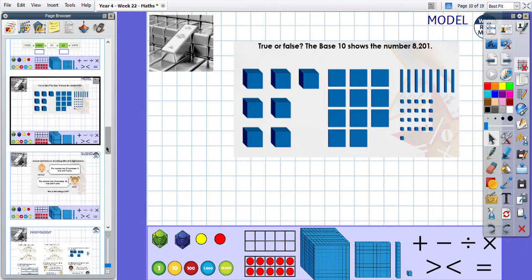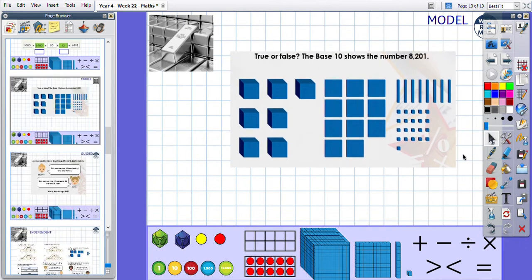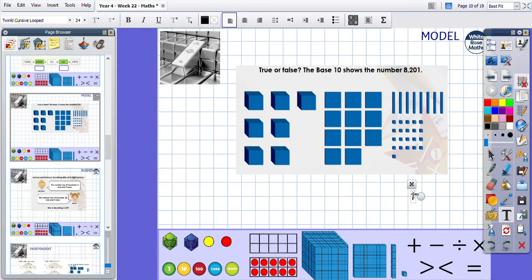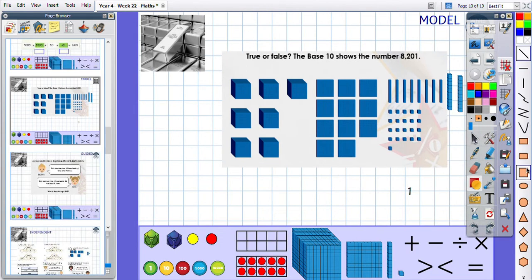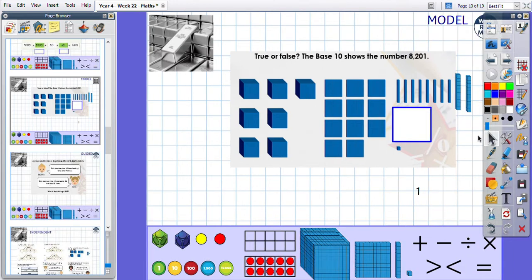Okay, then your silver questions. True or false? The base 10 shows the number 8,201. So let's check. Okay, these numbers, some of them are going to go beyond 10, so we need to do some exchanging. So let's start with our ones. We've got 1, 2, 3, 4, 5. We've got 4, 8, 12, 16, 21 ones. Okay, so we can't have 21 ones. We can have 1, and we can carry over 2 into our tens column. So we've exchanged 20 ones for 2 tens.